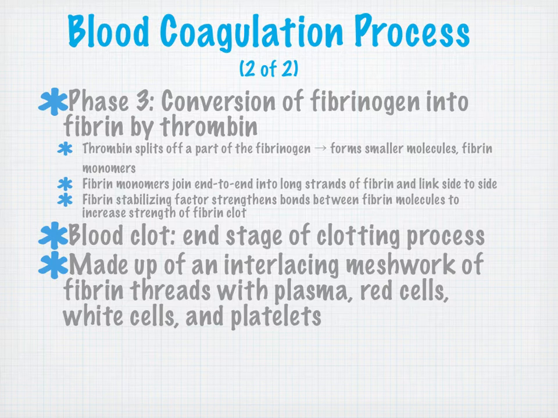And so it's a really fun little story at this point. The thrombin splits off a part of the fibrinogen and forms a smaller molecule, which is a fibrin monomer. And then those fibrin monomers join end to end in long strands of fibrin and link side to side. And so you end up with this one united front of fibrin monomers that are linked and bonding with everything else going on to increase the strength of the fibrin clot. And so you have that blood clot as the end stage of your clotting process. And a blood clot is fantastic if you have something that needs to be stopped. It's made up of an interlacing meshwork of fibrin threads with plasma, red cells, white cells, and platelets.